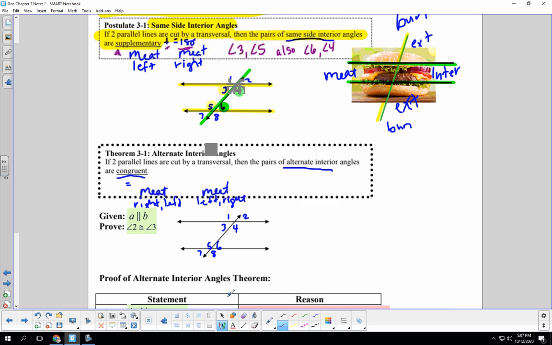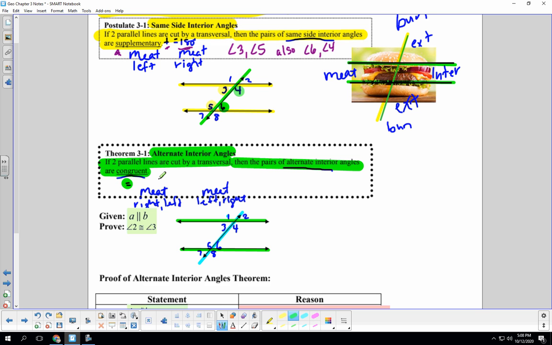Let's look at alternate interior angles. If two parallel lines are cut by a transversal, that's this scenario here. Make sure you guys write that down. So we have two parallel lines, and they're cut by a transversal. They create these 8 angles, so go ahead and write down 1, 2, 3, 4, 5, 6, 7, 8. Then the pairs of alternate interior angles are congruent. That means they're equal, yo.